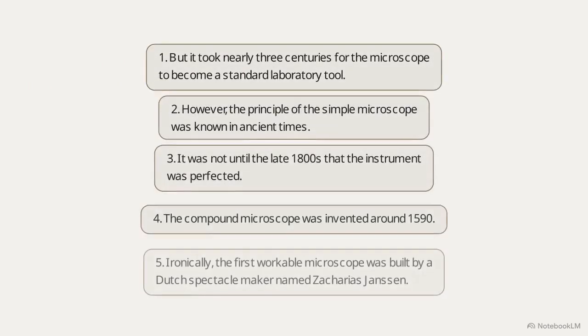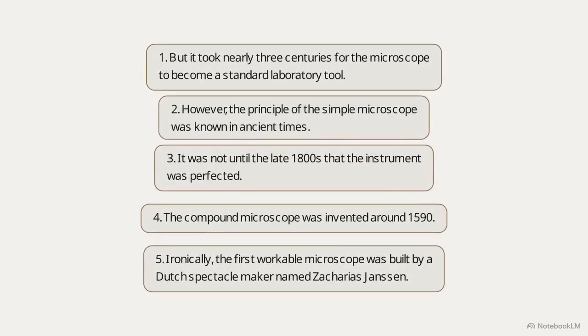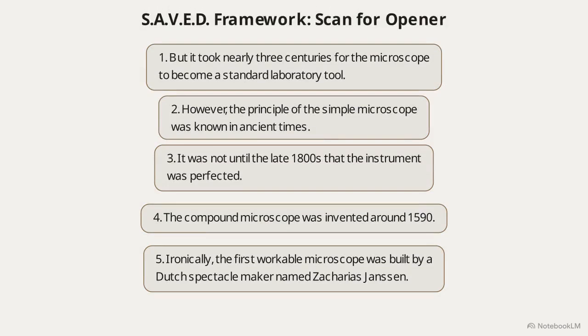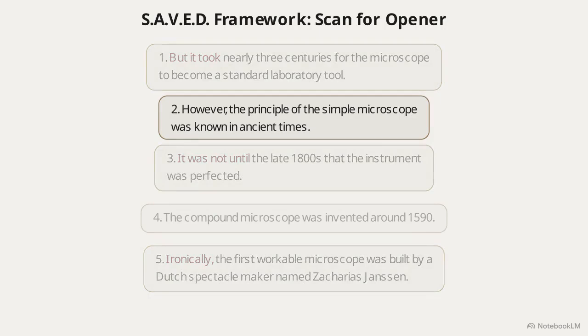To see this in action, let's look at 5 sentences describing the history of the microscope. Our first step is scanning for an opener. We set aside sentence 4 because it begins with the definite article, the, which usually follows a general introduction. Sentences 1, 3, and 5 are disqualified because they rely on phrases pointing back to previous information: but it took, it was not until, and ironically.